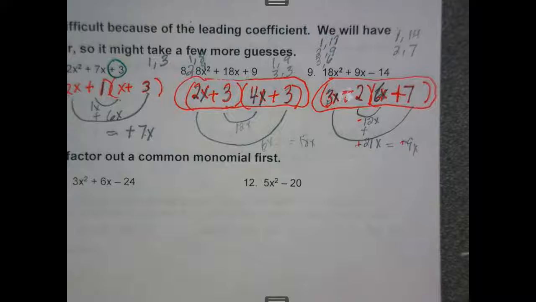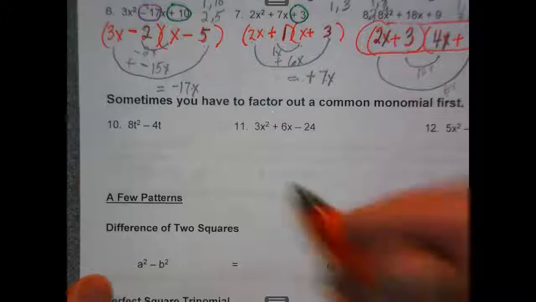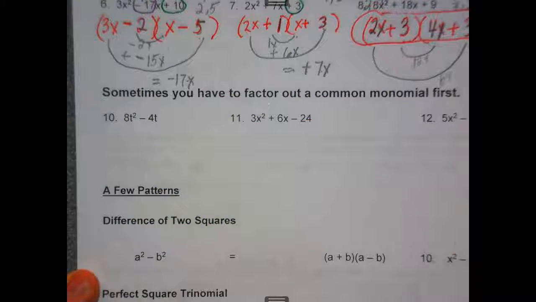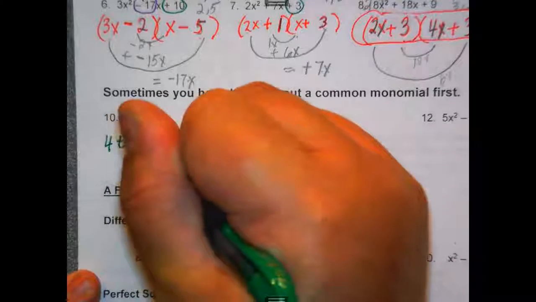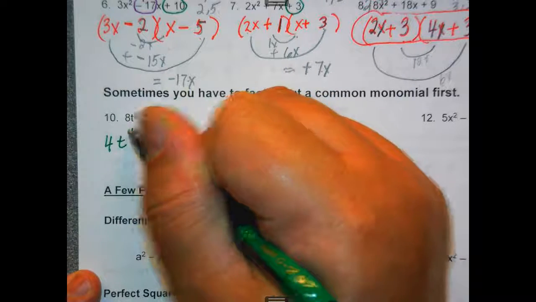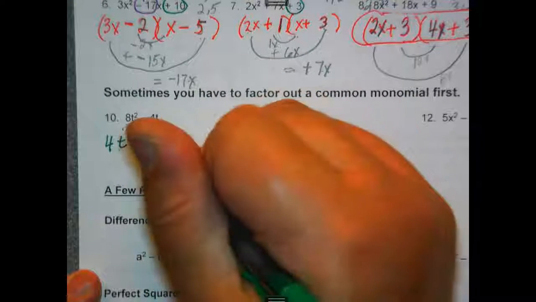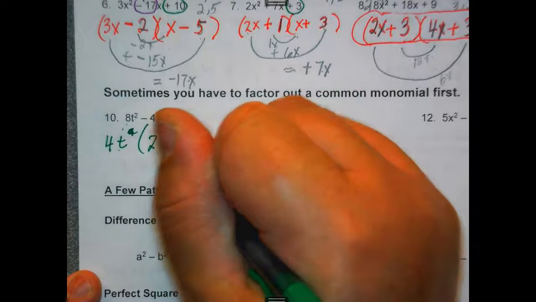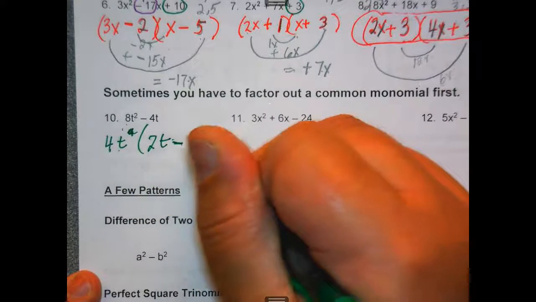All right. The first thing you should check for before you start factoring altogether is what? Common factor, right? Number 10. What can I take out of both? That's right, 4t. I don't know why I put t to the 4th. I have no idea. Okay, 8t squared divided by 4t is 2t. 4t divided by 4t, anything over itself is 1.